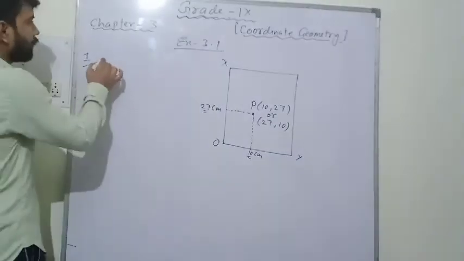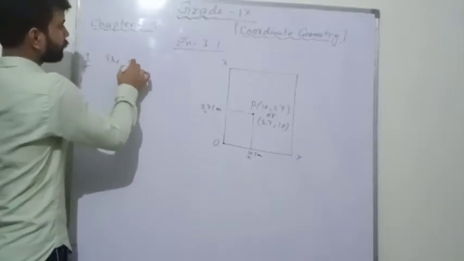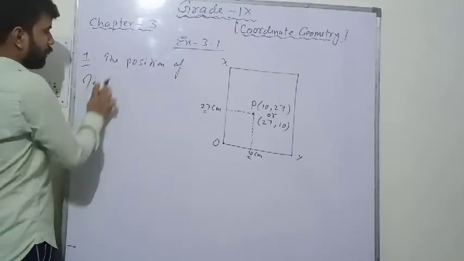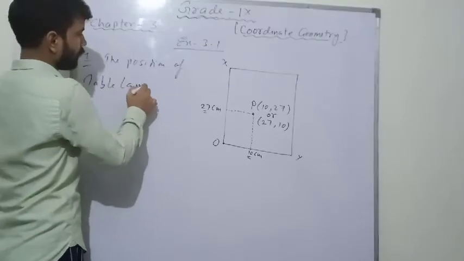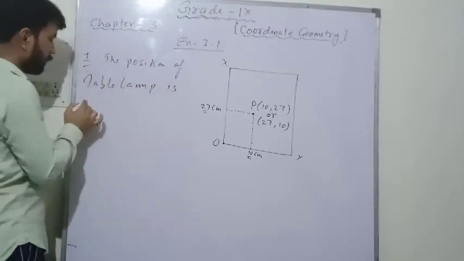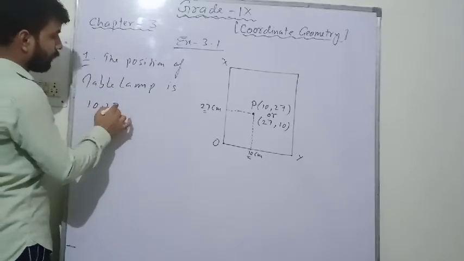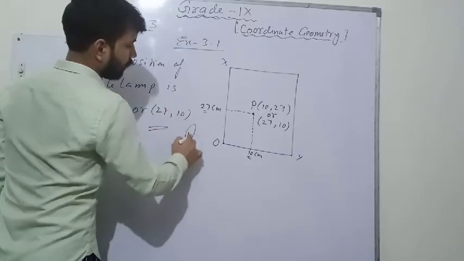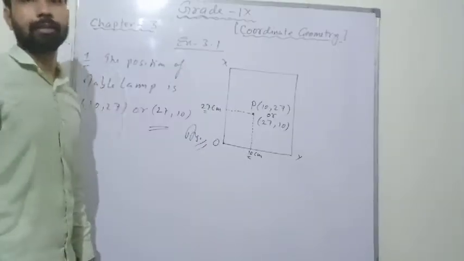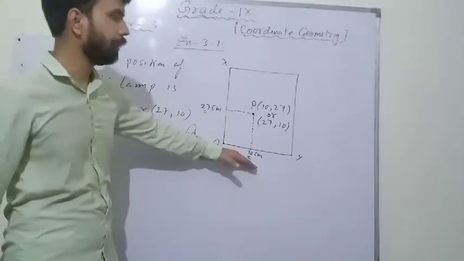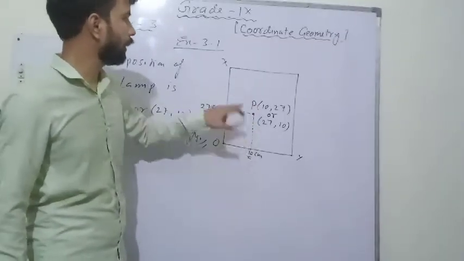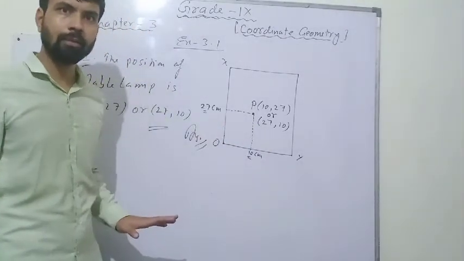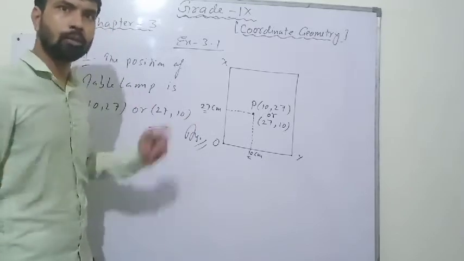So at last you have to write the position of the table lamp is 10, 27 or 27, 10. Both answers are correct. Clear? It depends on the axis. If it is the x-axis, then this point, or if it is the y-axis, then this is the position. Understood? Hope this question is clear to everyone. Okay, students, now pause the video and note the sum.